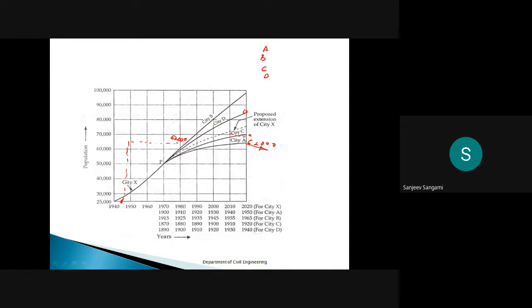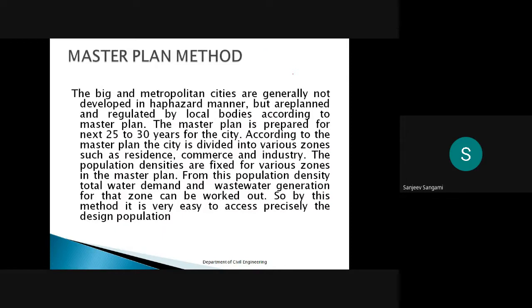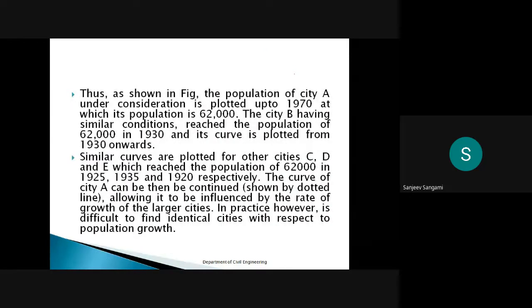Then I have extended this line like this. I have to extend it based on the rate of increase, based on the calculation of the arithmetic increase method, or the incremental increase method, or the geometric increase method. Whichever method we follow, we have to extend it. So now I have got the population of the cities A, B, C, D.